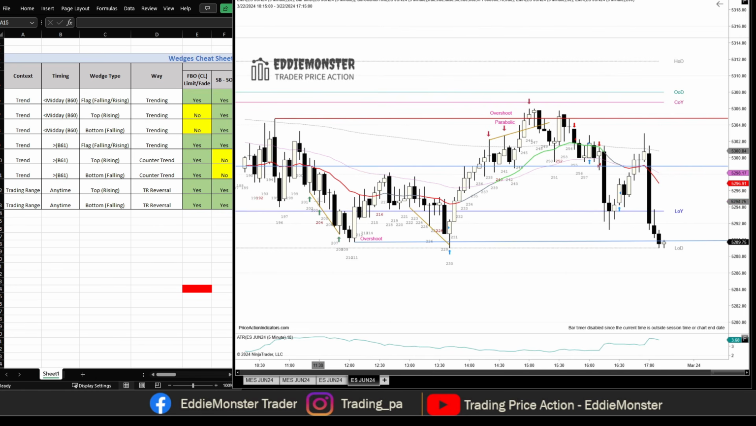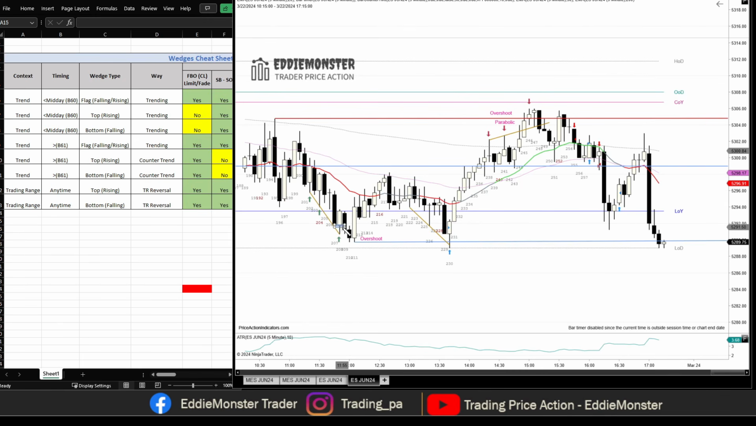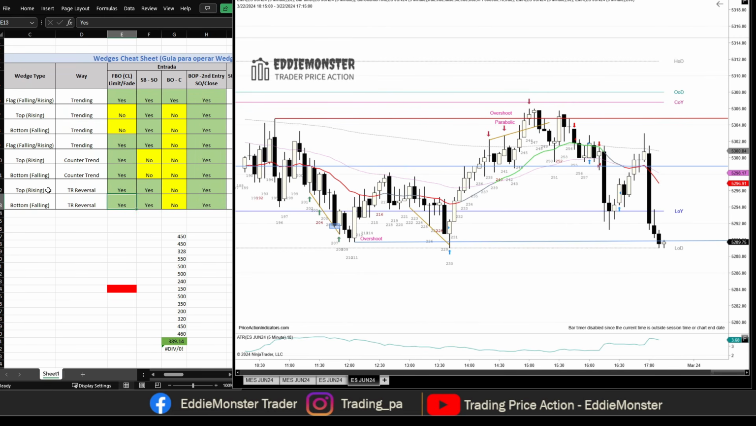We can see this wedge here is a micro channel, but it's a wedge because it has very deep pullbacks in it. So in the lower time frame, you can see this is a good wedge: first touch, second touch, third touch. One of the ways to operate this is to fade this wedge. This is trading range price action, so you can fade this wedge. We are in a trading range, that's the context. This is a bottom wedge, and we can fade that.